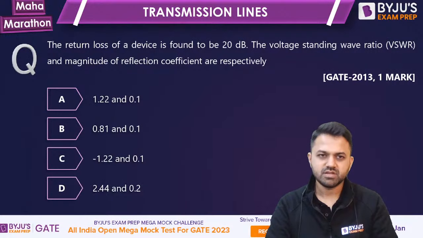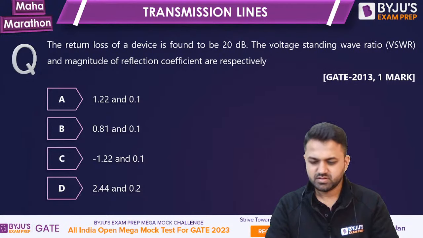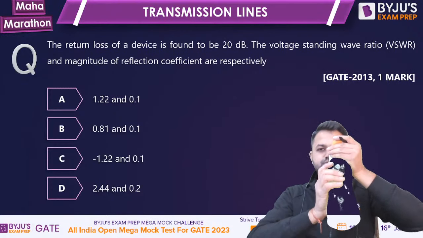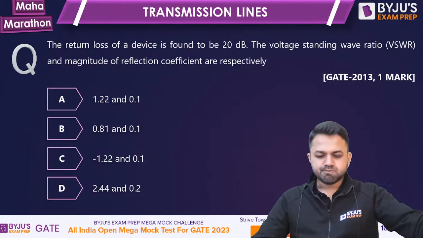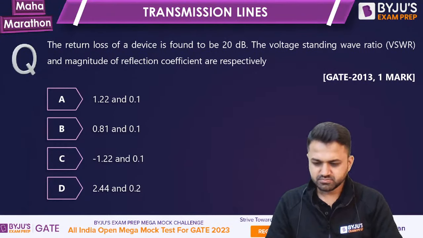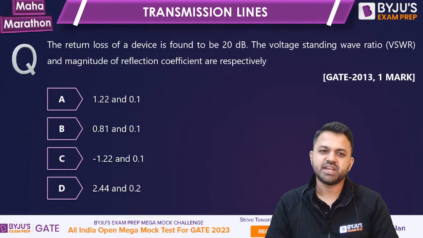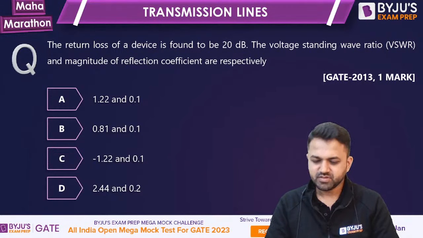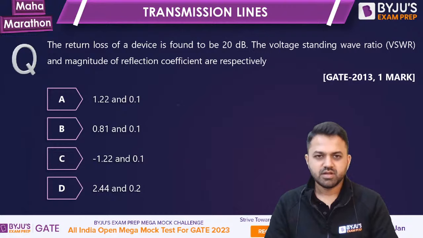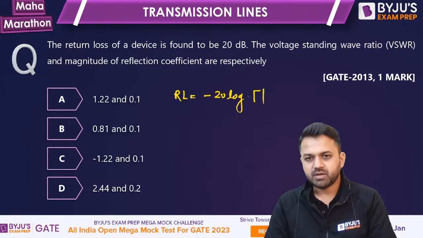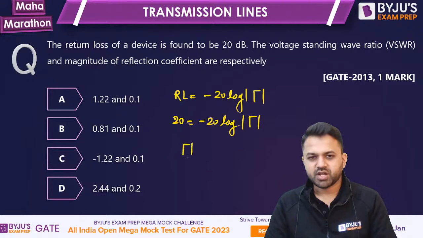Next. The return loss of a device is found to be 20 dB, then the voltage standing wave ratio and the magnitude of the reflection coefficient are respectively. So, return loss is defined as minus 20 log of mod gamma. So, 20 is equal to minus 20 log of mod gamma. So here, mod gamma is equal to 10 to the power minus 1, so that is 0.1.